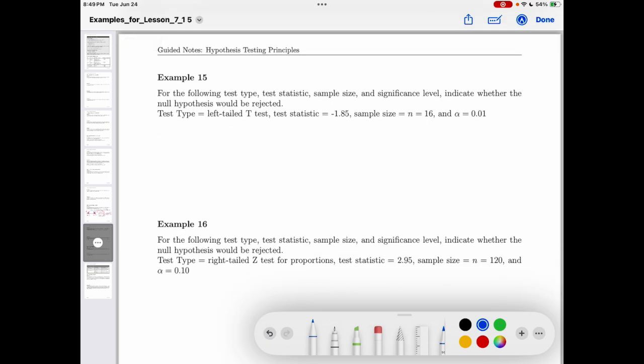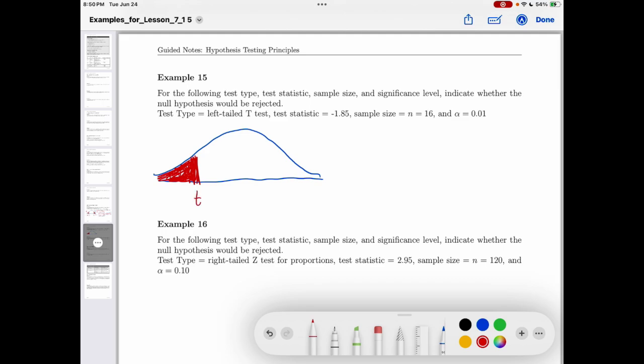All right, let's look at example 15. For the following test type, test statistics, sample size, and significance level, indicate whether the null hypothesis will be rejected. So we have a left-tailed t-test. The test statistic is negative 1.85, the sample size is 16, and the alpha level is 0.01. So here's our picture. This is a left-tailed test, so our rejection region should only be on the left. We're only looking at the left tail.